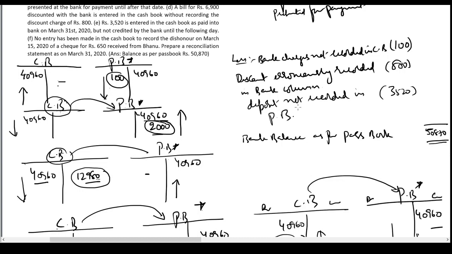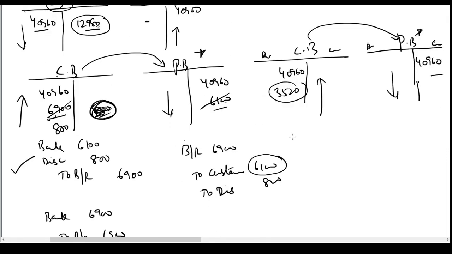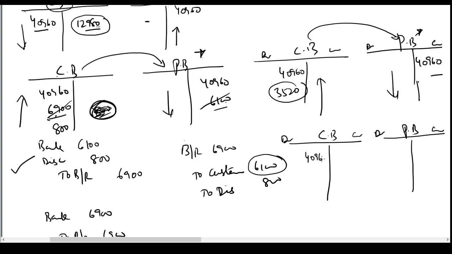Next, no entry has been made in the cash book to record the dishonor on March 15, 2020 of a check of Rs 650 received from Bhanu. So now how do you deal with it? We have received a check from Bhanu. We have deposited the check in the bank, but the check got bounced. There were no funds in Bhanu's bank account. So our bank was not able to collect the money from Bhanu's bank account. So how do you deal with it?